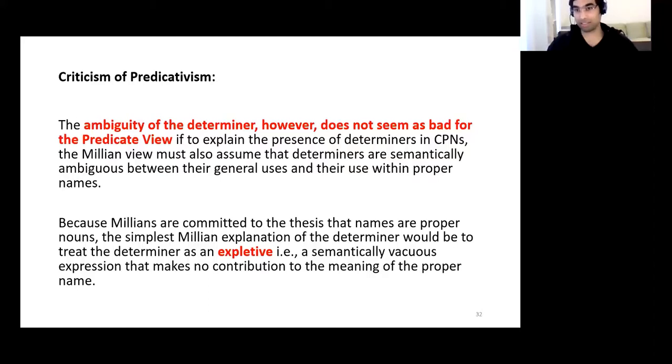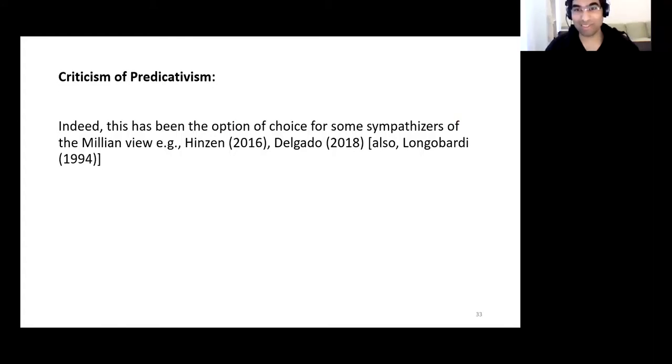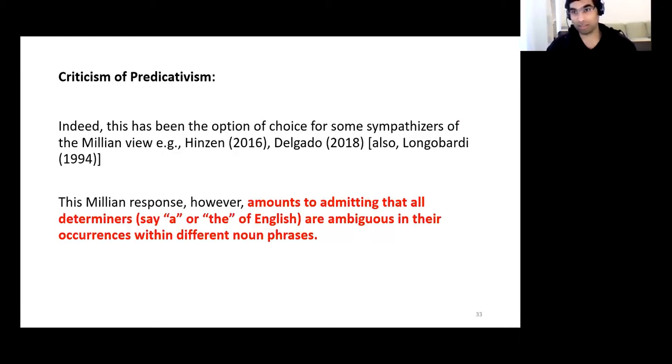Millians are committed to the thesis that names are proper nouns, and the simplest Millian explanation of the determiner, which is often present in complex names, would be to treat it as an expletive, a semantically vacuous expression that makes no contribution to the meaning of a proper name. In fact, this has been the option of choice for some sympathizers of the Millian view. However, to say that the determiner component of a complex proper name is expletive amounts to admitting that determiners like 'the' of English are ambiguous in their occurrences within different noun phrases.